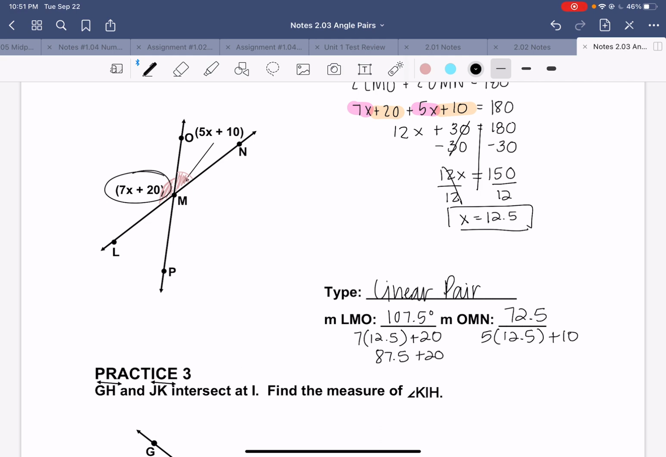72.5. Now, if you want to check your answers, these two angles right here, LMO and OMN, should be supplementary. They should add up and equal 180. So, does 107.5 plus 72.5 equal 180? And they do. So, this is correct.